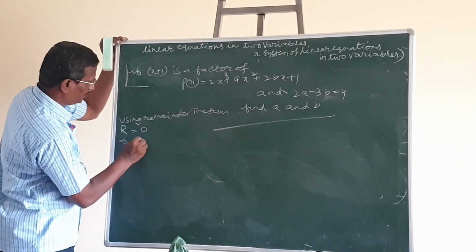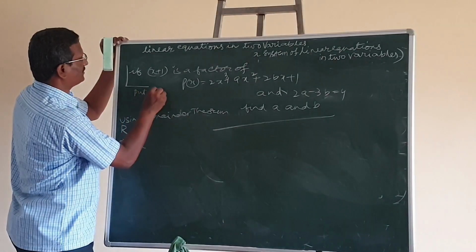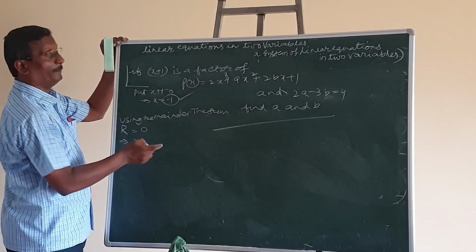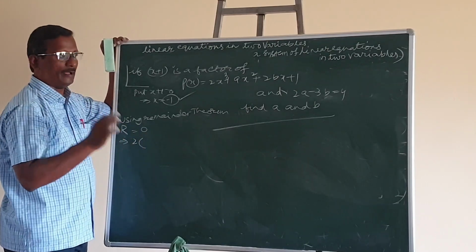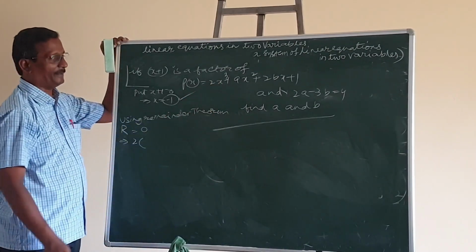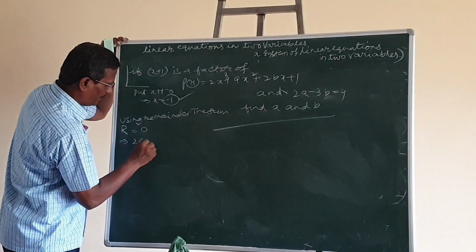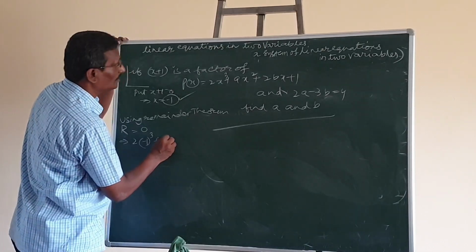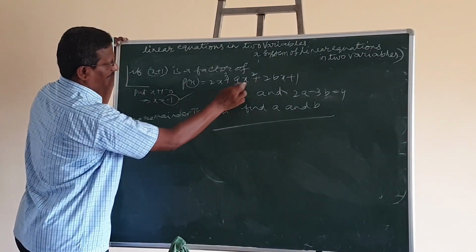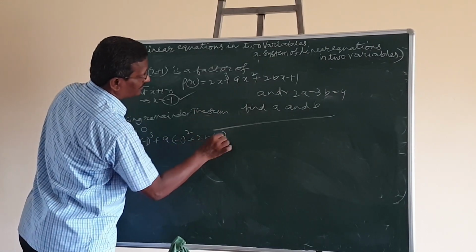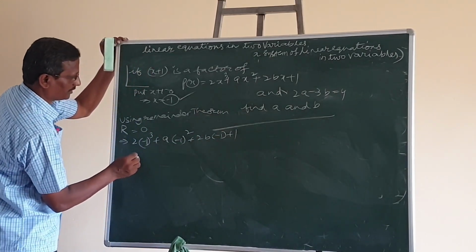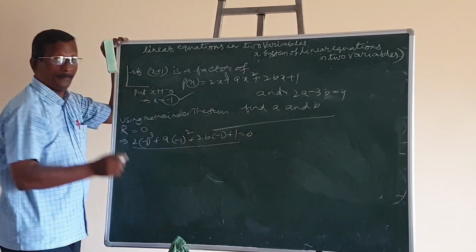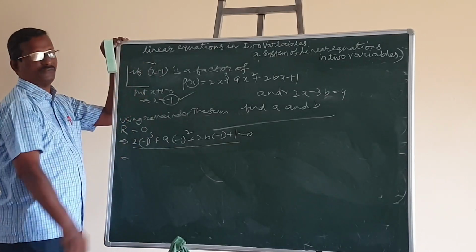Remainder is equal to 0. If you put x plus 1 is equal to 0, this implies x is equal to minus 1. The remainder is p of minus 1. So directly I am writing by substituting minus 1 in place of x: 2 into minus 1 whole cube, because it is x cube, plus a into minus 1 whole square, plus 2 into b into minus 1, plus 1. On substitution, this is equal to 0. LHS is the remainder, RHS is 0, because the remainder is 0, because x plus 1 is a factor.